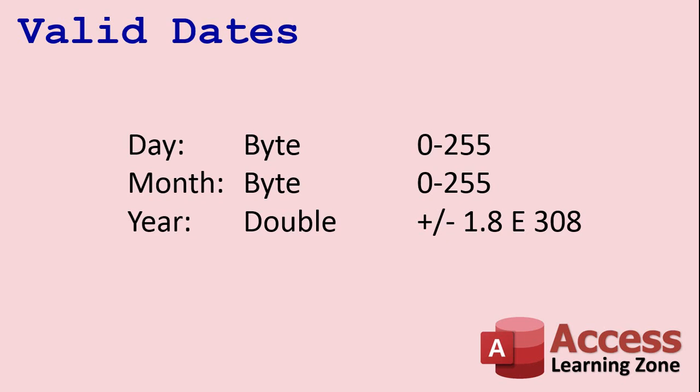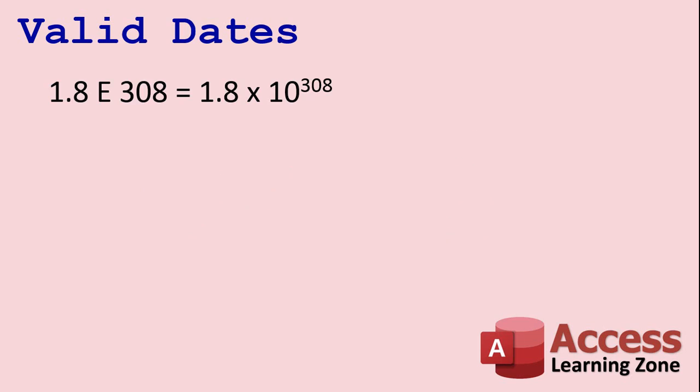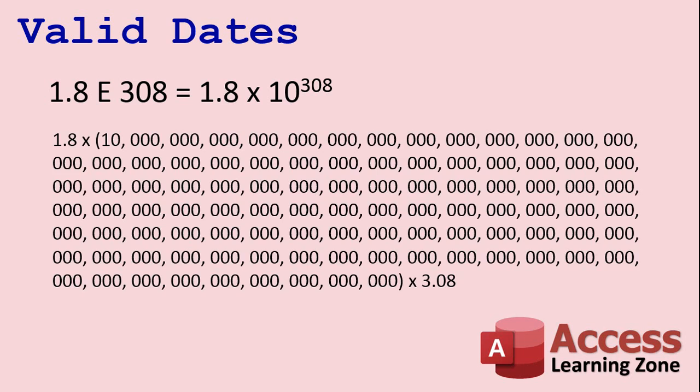Now for year, the largest number value you can store is in a double. Double's pretty big. In fact, it might even be too big. Double can be a number plus or minus 1.8 E308. What does that mean? Well, 1.8 E308 is the same as saying 1.8 times 10 to the 308th power. So that's a 1 with 308 zeros after it. So it's a pretty big number.